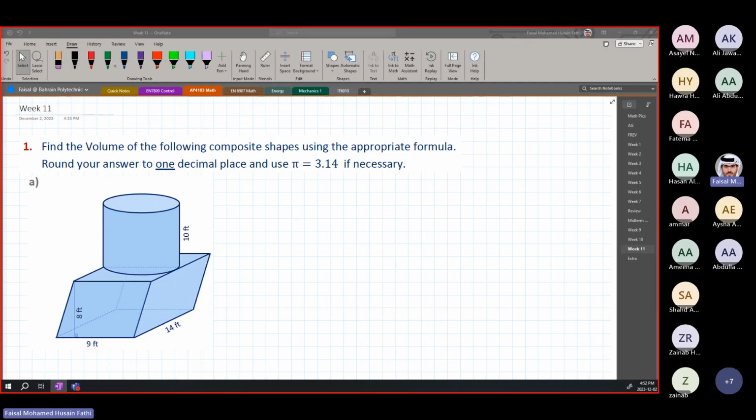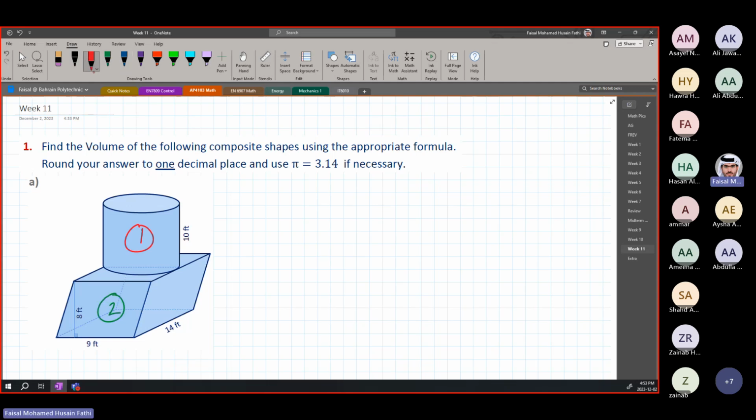So what do we do? What's the question, first of all, asking? Find the volume of the following composite shapes using the appropriate formula. Round your answer to 1 decimal place and use pi as 3.14. We have 2 shapes. We have shape number 1 and we have shape number 2.